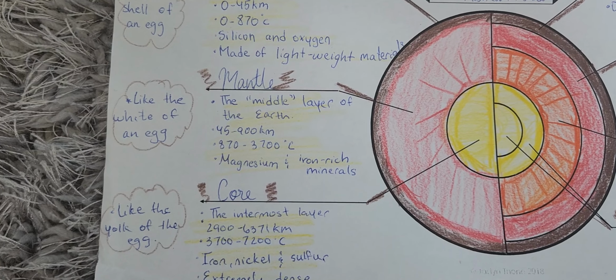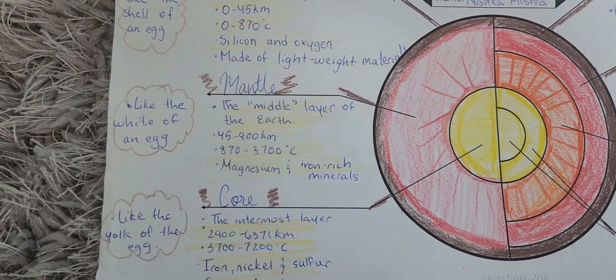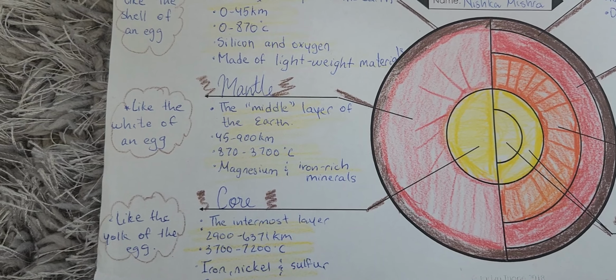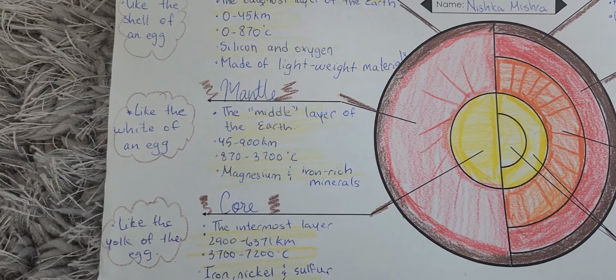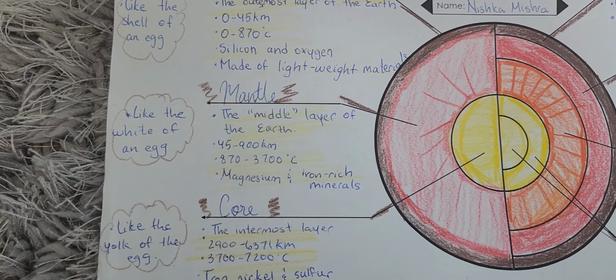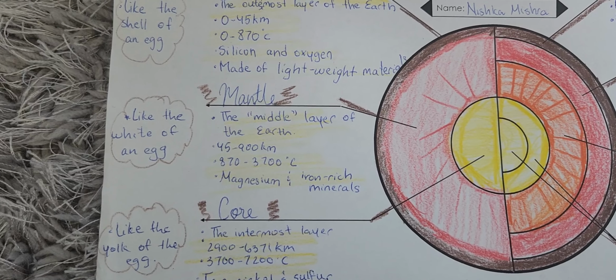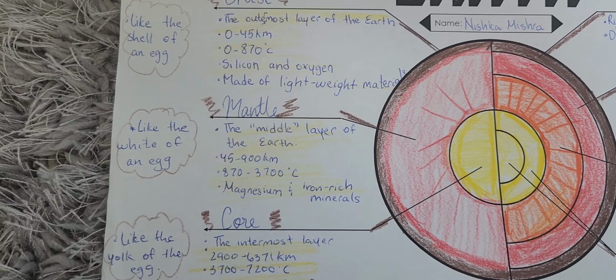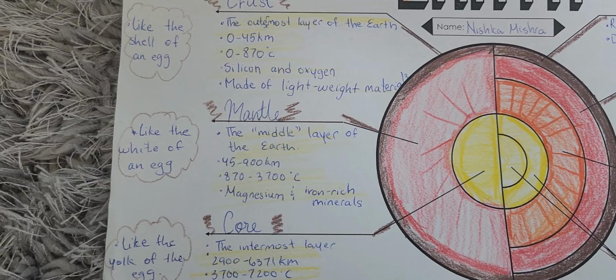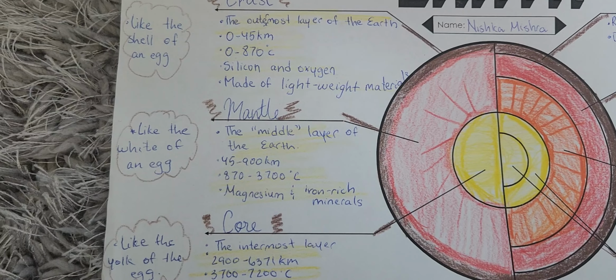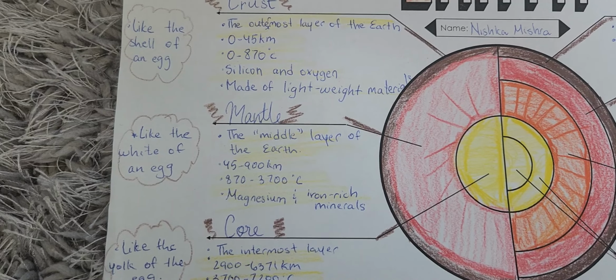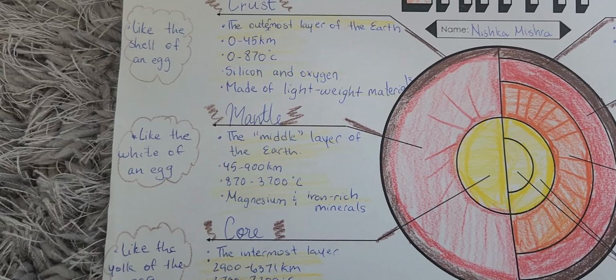The second layer is the mantle. The mantle is the middle layer of the Earth. This is about 45 kilometers to 900 kilometers deep. The temperature is about 870 degrees Celsius to 3,700 degrees Celsius. The mantle is made up of magnesium and iron-rich materials.